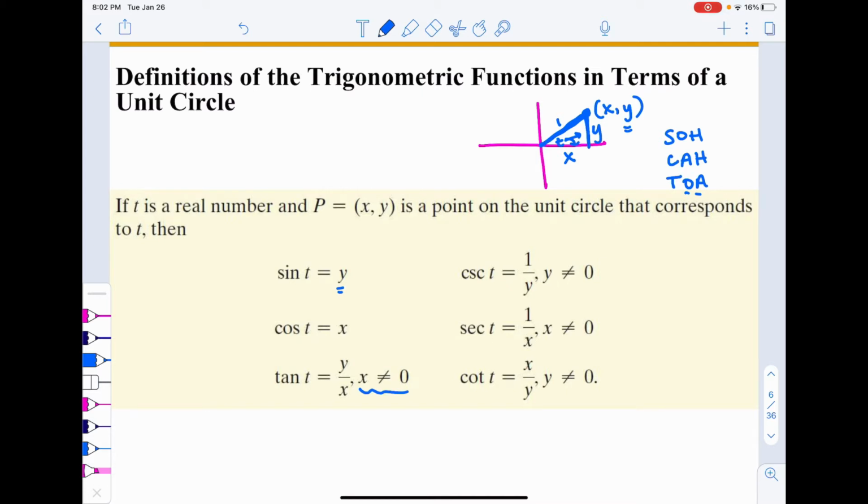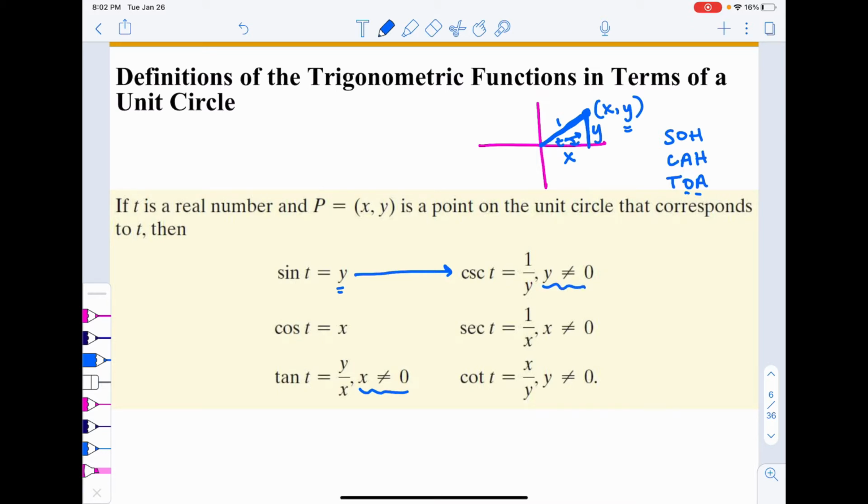Our cosecant is going to end up just being the reciprocal, right? That's all that these are, the reciprocal. So if we have the sine of t is equal to y, the cosecant of t is going to be the reciprocal, 1 over y, as long as y is not equal to 0, because again, that would cause an undefined value.